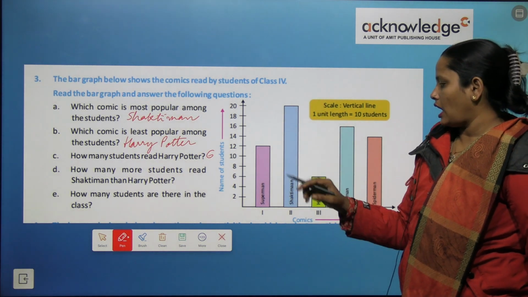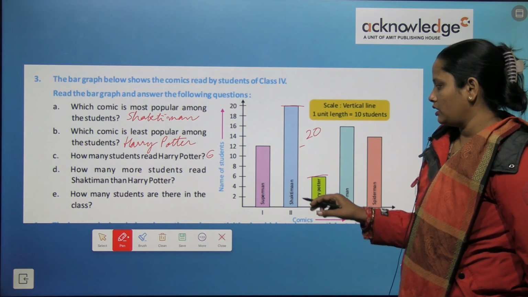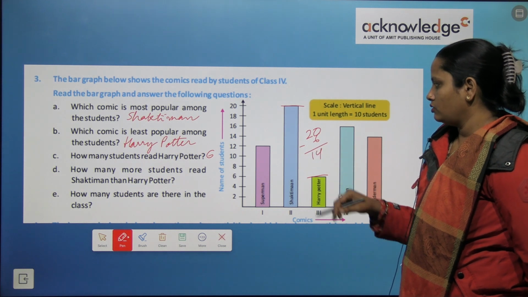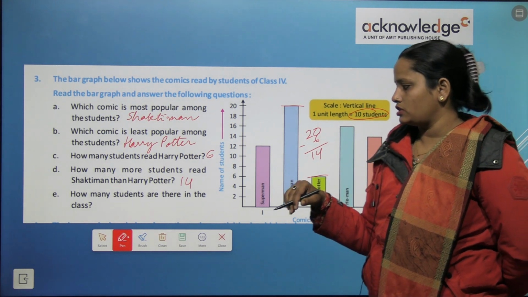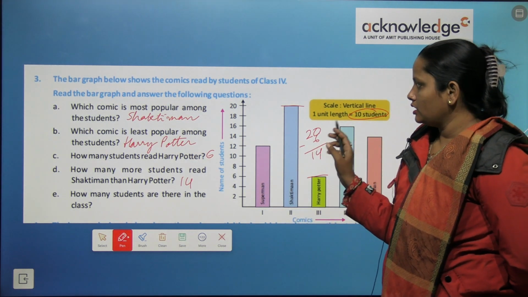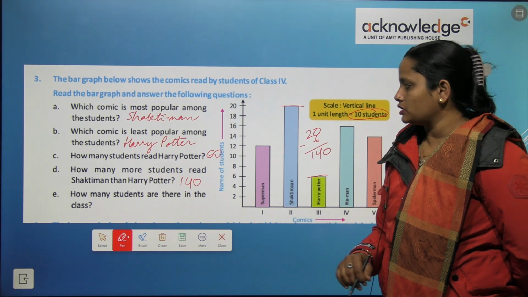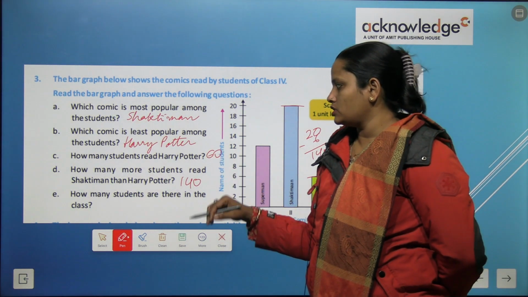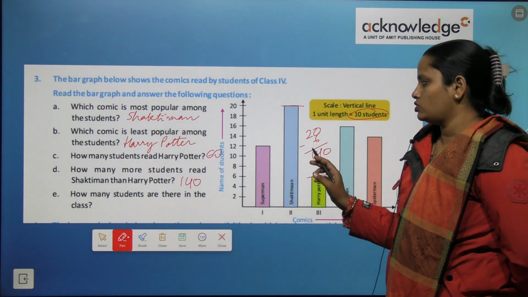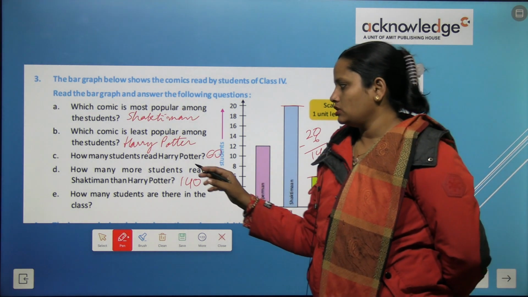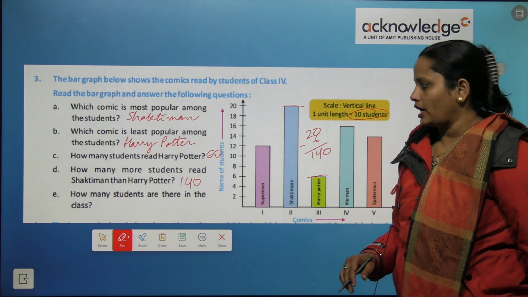How many more students read शक्तिमान than Harry Potter? So आपका जो शक्तिमान है और हैरी पॉटर, we have to subtract these. So 20 minus 6, 14. 1 unit means 10 students. So यहाँ पे we have to multiply this number by 10. So there are 60 students who read Harry Potter, and there are 140 students more who read Shaktiman in comparison.